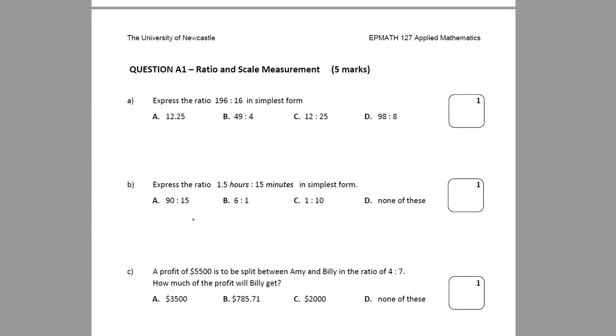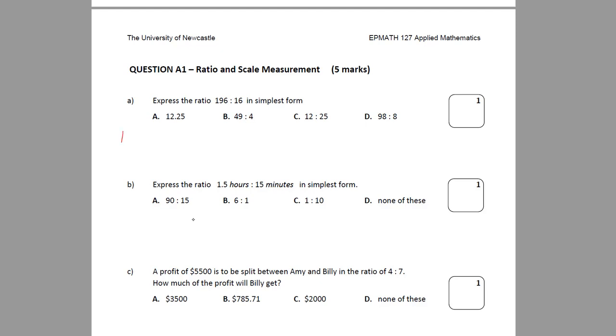Okay, on to A1: express the ratio 196 to 16 in simplest form. Well, simplest form means we don't want any units in it, there aren't any. We don't want any fractions or decimals, there aren't any. And we want the smallest numbers possible to represent the ratio. I reckon there are some common factors between 196 and 16. We can at least halve them because they're both even. But let's not do it the hard way, let's do it the easy way.